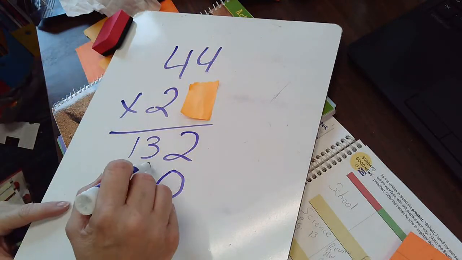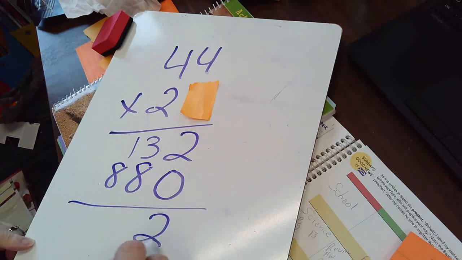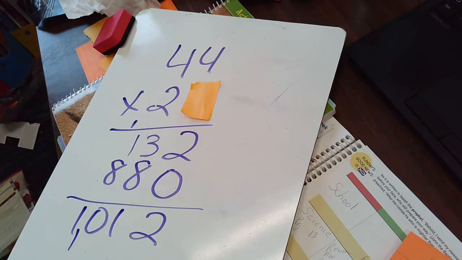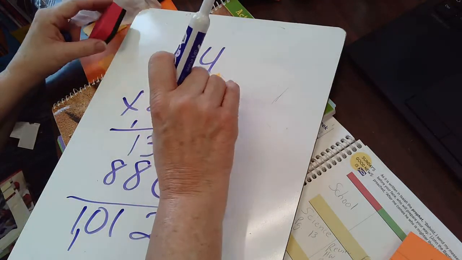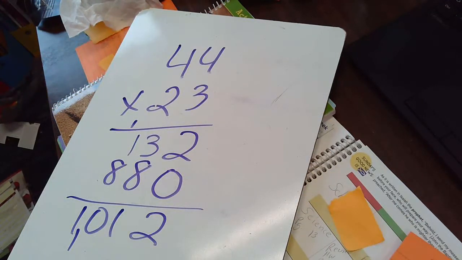2 times 4 is 8. And 2 times 4 is 8. And 1012. All right. Now, if you didn't get it right, take a look. And you can always pause. All right. Let's do another one. Let's pause and do number 11. So number 11.